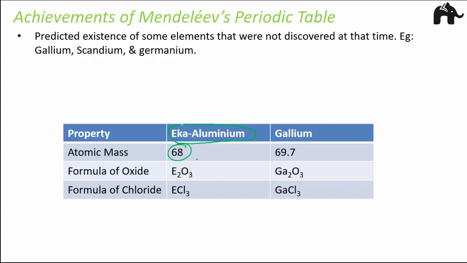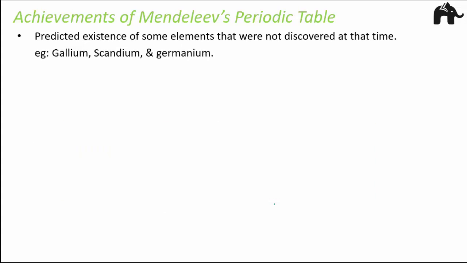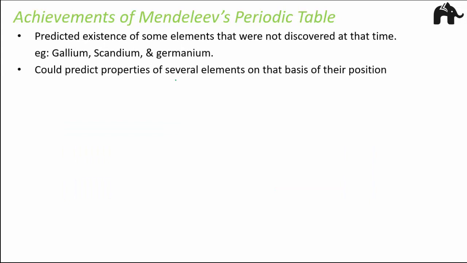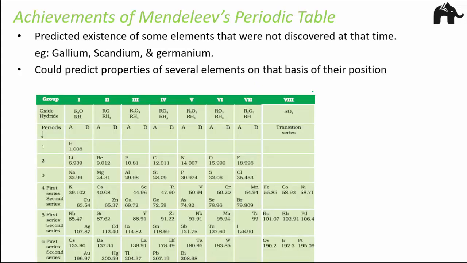and later it was seen that gallium was discovered, and gallium actually matched everything that was already predicted by Mendeleev. For example, Mendeleev predicted that for this particular element, the oxide will be of the format E2O3. Chloride will be of this format, and with gallium, all these turned out to be true. So this was a big achievement. Besides that, this periodic table could predict properties of several elements on the basis of their position alone. So let's look at this example. Let us assume any element on this periodic table.